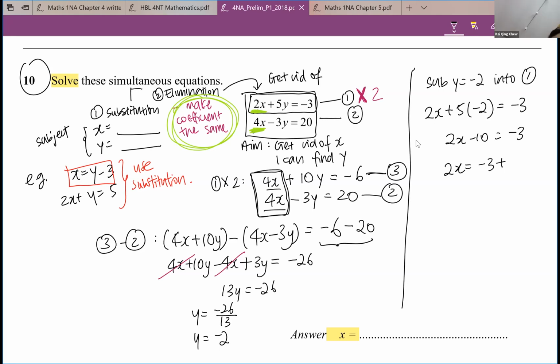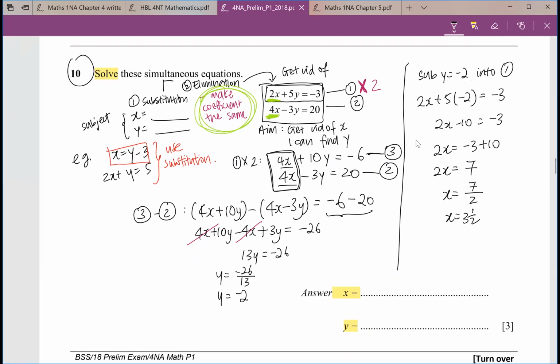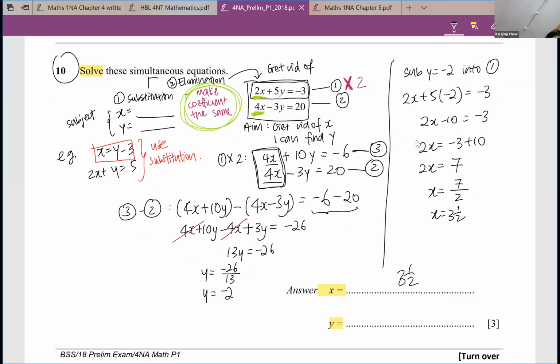-3 plus 10. 7. So x equals 7. 7 divided by 2, 3.5. So x is 3.5, and then y is -2.